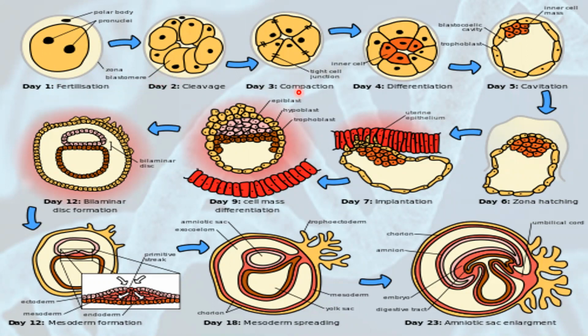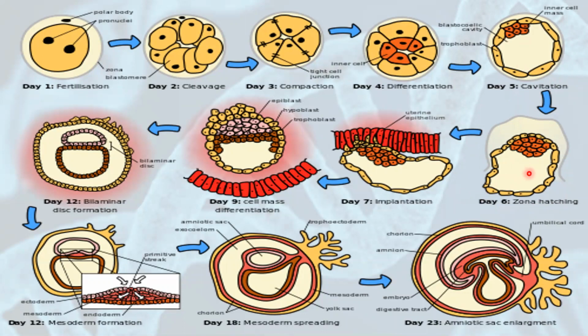When 16 cells are formed, it is known as morula. Then the morula will undergo a process of cavitation and it will form a blastula. Now this blastula has zona pellucida outside. This blastula will break open the zona pellucida and it will be released. This process is known as zona hatching, because the zona pellucida is broken over here and the blastula has come out.